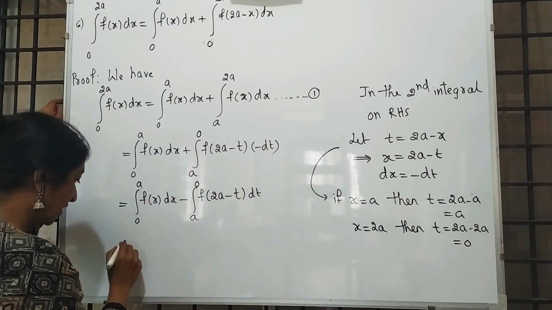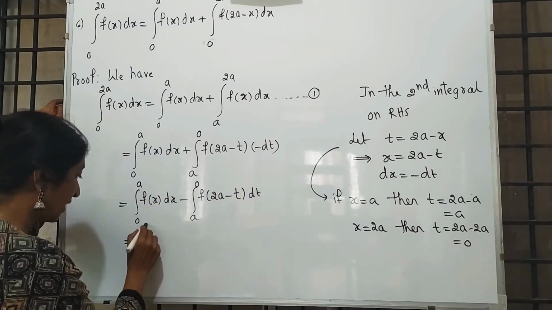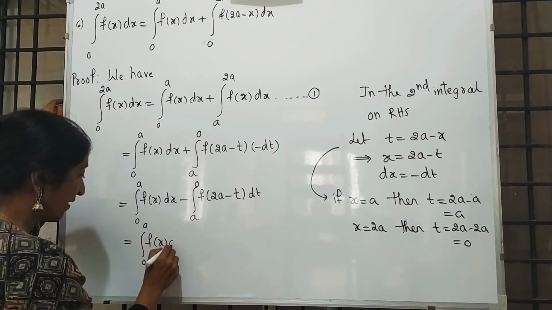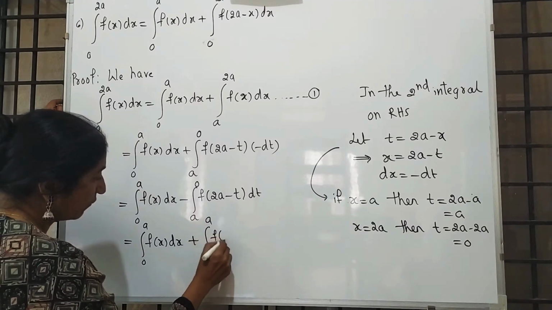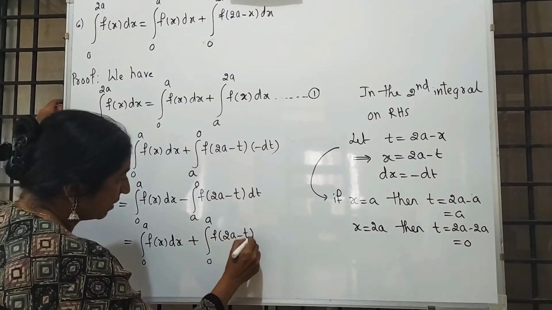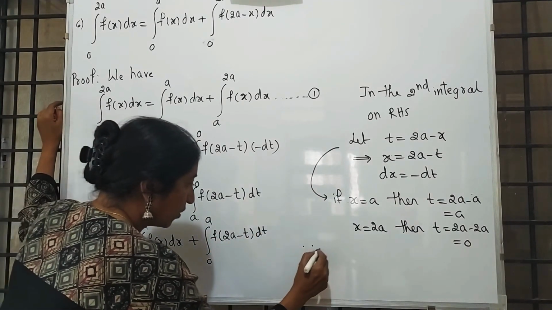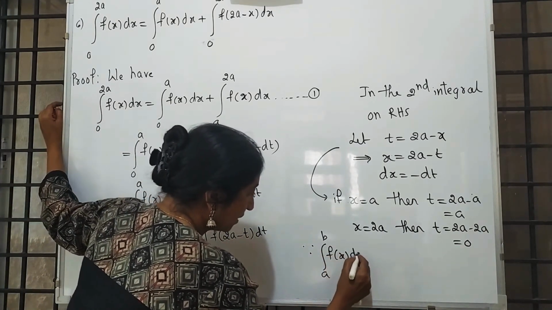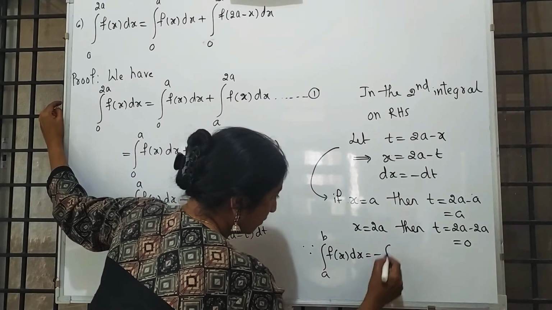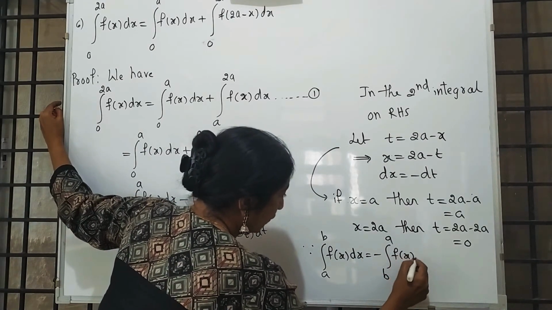Now I am interchanging the limit. When you interchange the limit, the sign will change. It is 0 to a, minus changes to plus, f of 2a minus t into dt, because integration from a to b f of x dx is equal to minus b to a f of x dx.